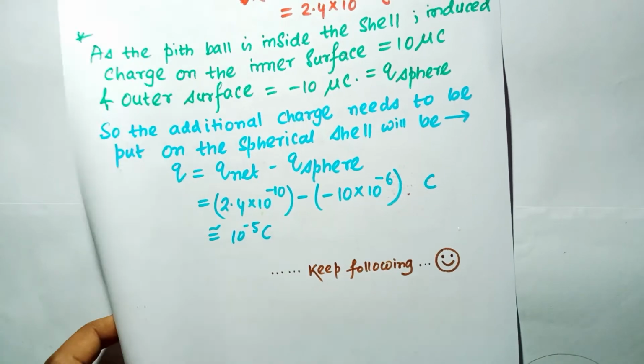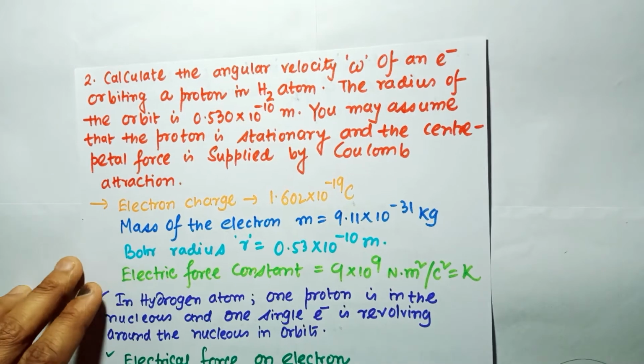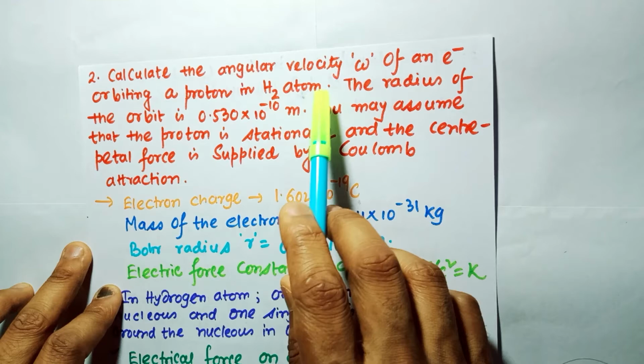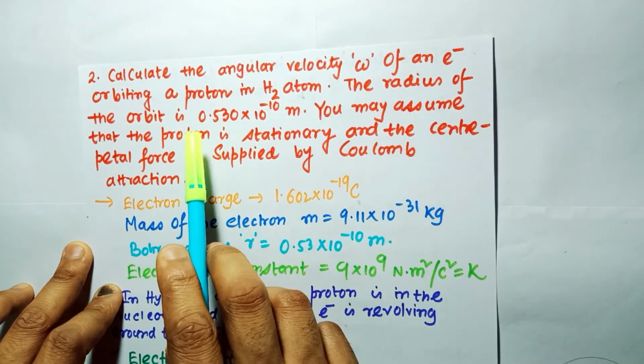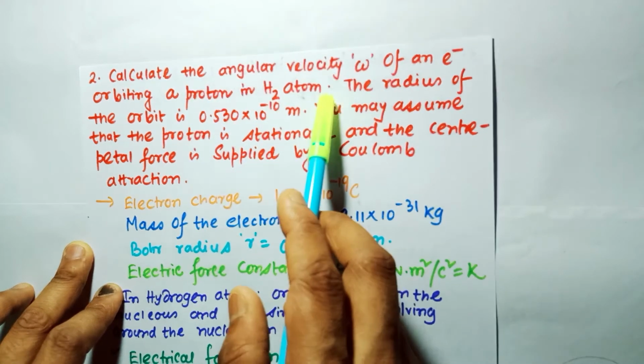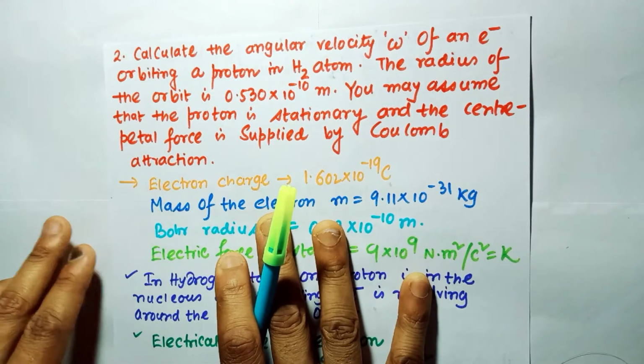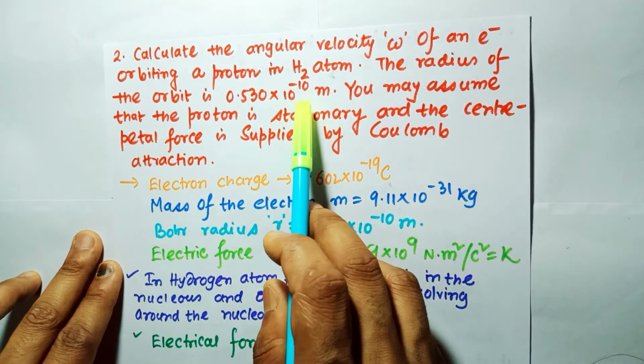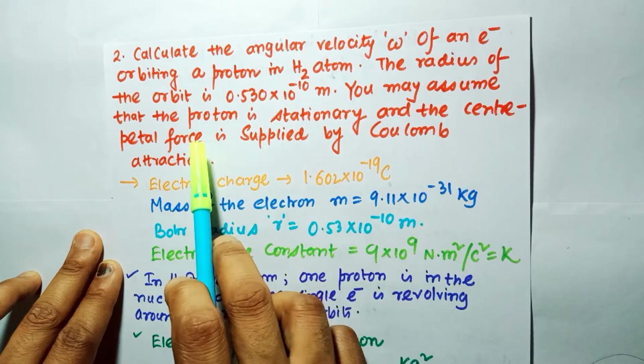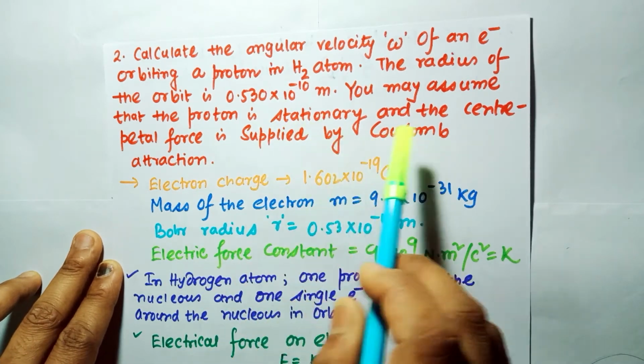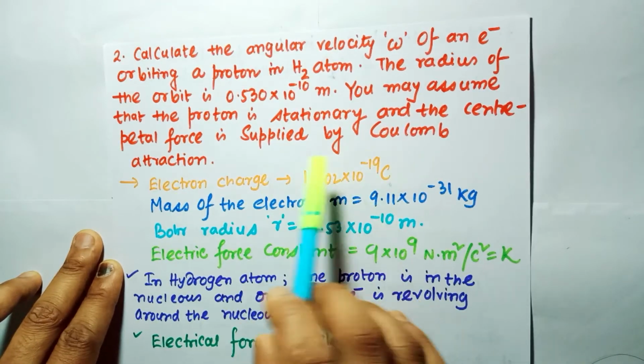So our next problem will be like: calculate the angular velocity omega of an electron orbiting a proton in a hydrogen atom. The radius of the orbit is 0.53 times 10 to the minus 10 meter. You may assume that the proton is stationary and the centripetal force is supplied by the Coulomb attraction.